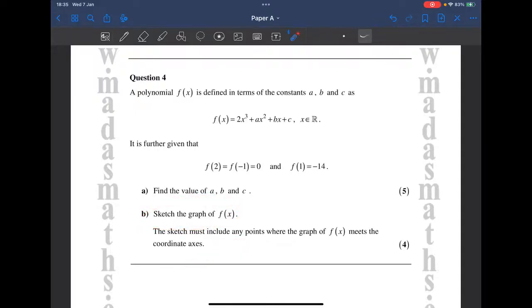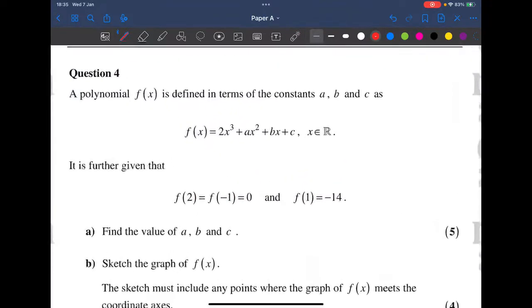So to do this, these basically are going to give us 3 simultaneous equations. One when f of 2 is equal to 0, one for f of minus 1 equals 0, and one for f of 1 equals minus 14. So if we plug in the values of 2, minus 1, and 1 individually, and then set them equal to their corresponding numbers, that will give us those equations.